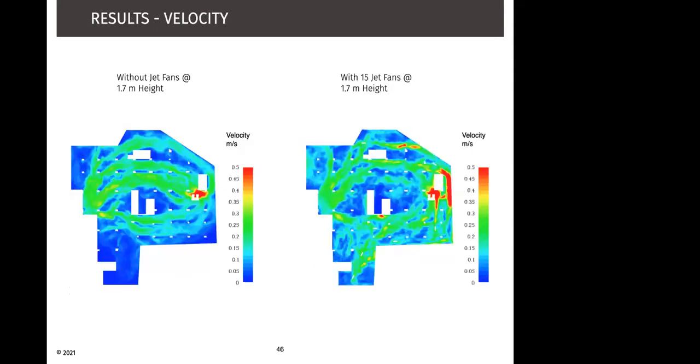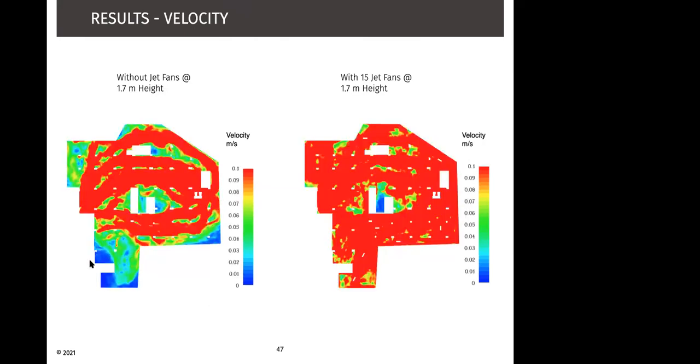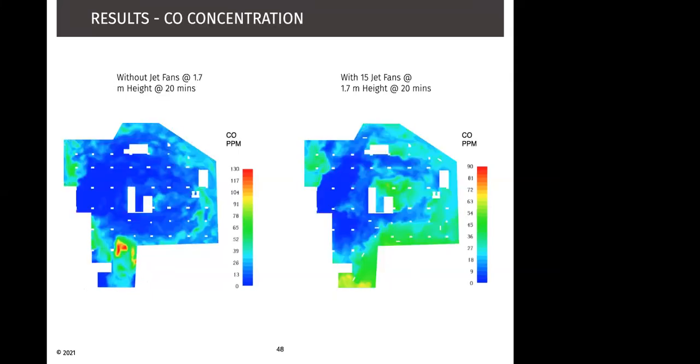So again, we start with the velocity profile with and without jet fans. Without jet fans, we can see that there are certain zones which have very low air movement. With jet fans, we have rectified that problem. So the 15 fans are placed around the system. So if you see now that this bottom zone is quite underventilated, and there are some stagnant zones in this area. And in the case with the jet fans, we have eliminated that stagnation zone.